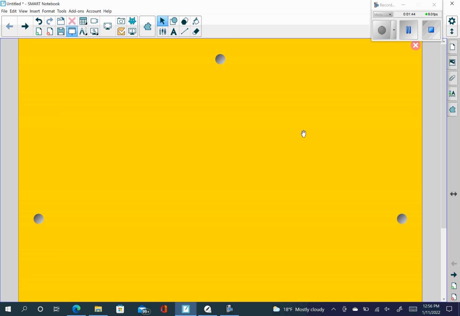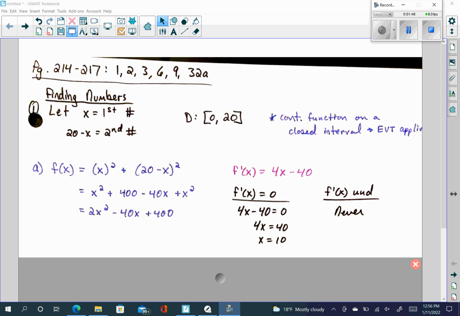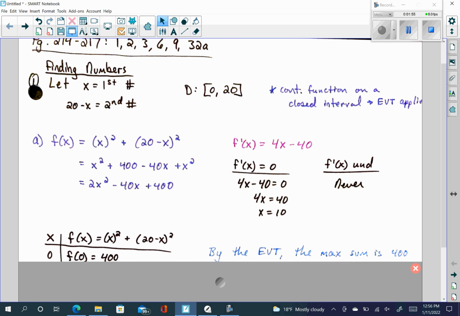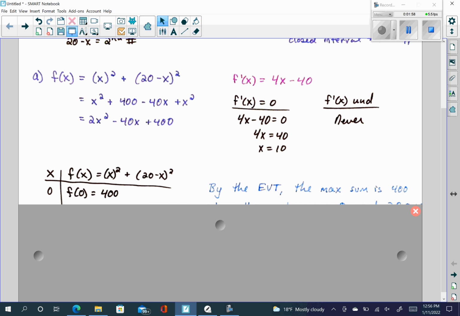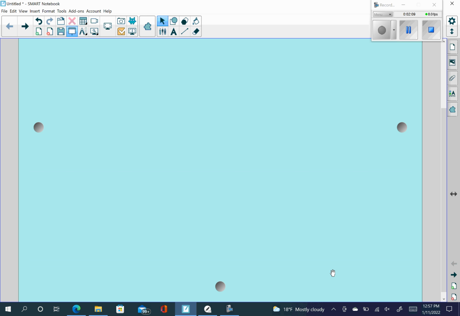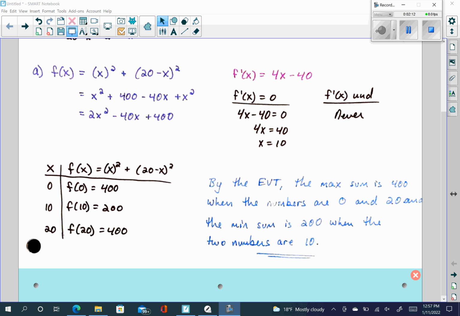We ask ourselves two questions about that. Where's our first derivative 0? So we just set 4x minus 40 equal to 0. We get x equals 10. It's never undefined. And then here we set up our table, including the 0 and the 20. We substitute it back in, so these are our outputs. Now, because we're using the extreme value theorem, you want to say it. So we want to say, by the extreme value theorem, the max sum is 400 when the numbers are 0 and then 20, because the second number is 20 minus the 0. And then the minimum sum would be 200 when the numbers are 10 and 10.